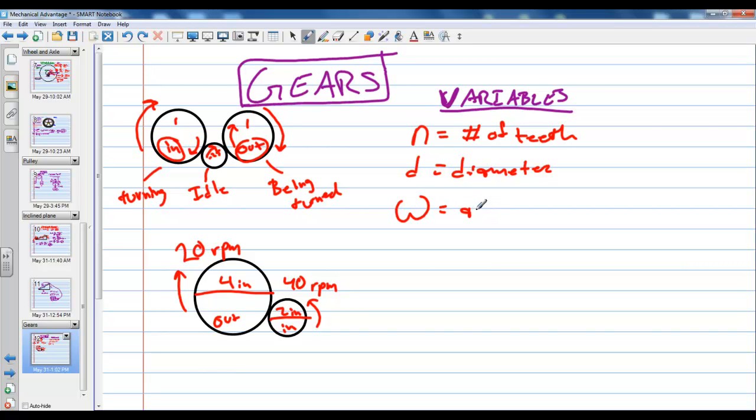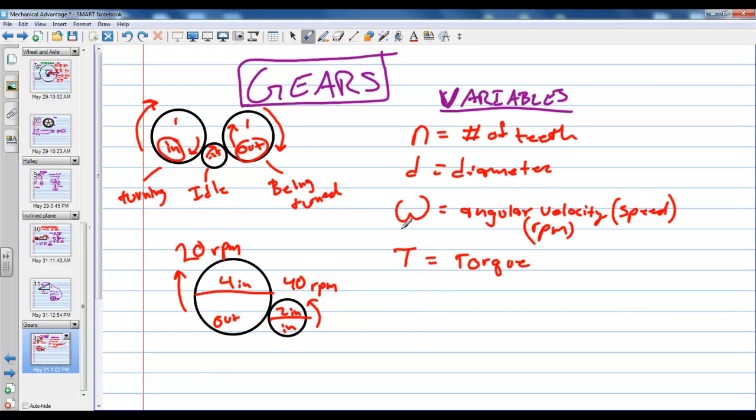That is angular velocity, which is a fancy word for speed. Okay, and that could mean revolutions per minute, RPM. So it could mean both of those. And then we also have the letter T, which is equal to torque. So if we know the torque going in and the torque going out, we can figure out a gear ratio. Okay, so we use some subscripts. In the example that I have here, I've got some different things.